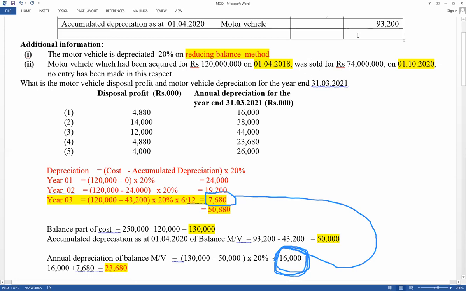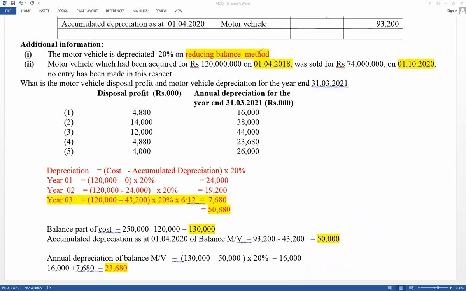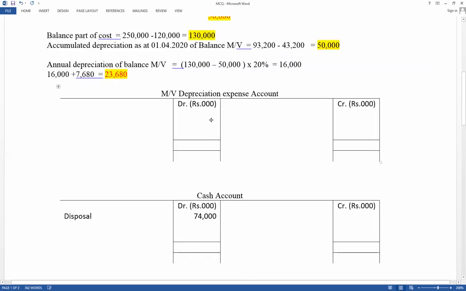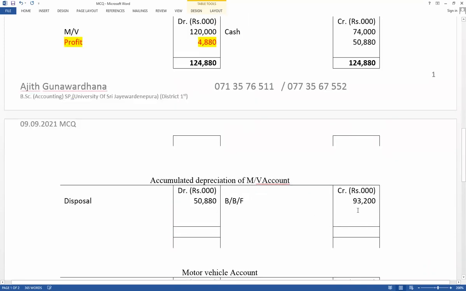Think double entry. Depreciation expense account debit, accumulated depreciation account credit. The value equals 23,680. Therefore, depreciation expense account debit 23,680, and accumulated depreciation account credit 23,680.